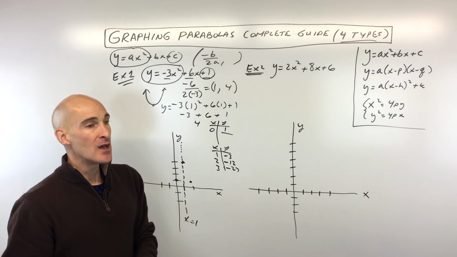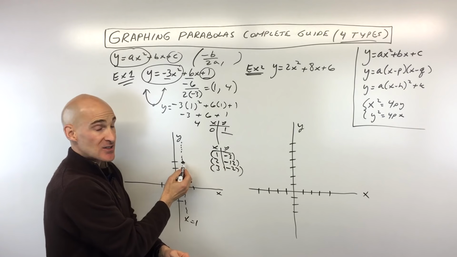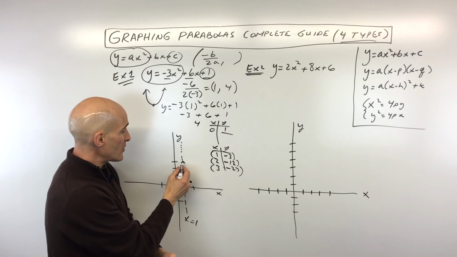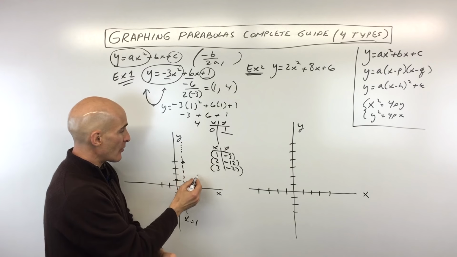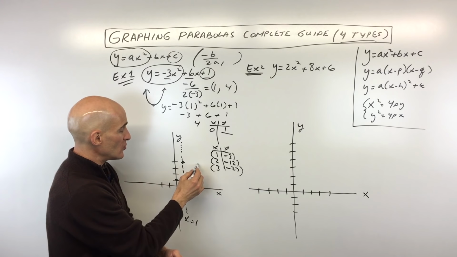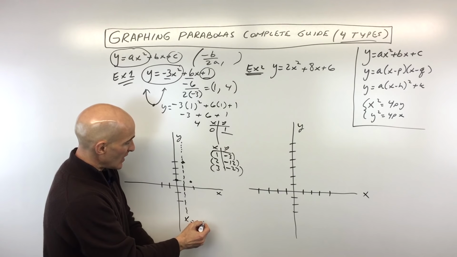But here's the key. You want to graph these points from the vertex. So you're going to pretend like this vertex is your origin or your new starting point. So from here, I'm going right 1, down 3. That's this point here. We already found those. You can also go right 2, down 12. And I'm just going to estimate. Let's say it's way down over here.